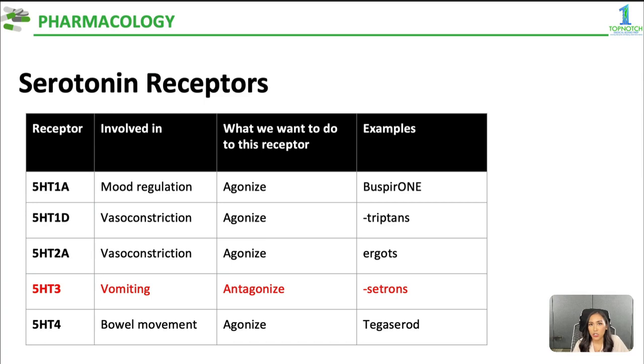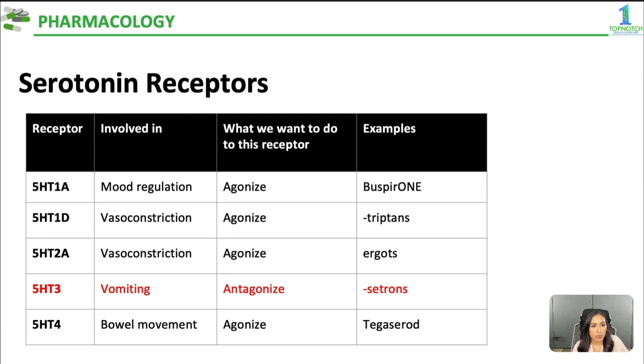For example, you have a patient bleeding out, like women delivering babies, right? The chances for bleeding are high. So we want to agonize vasoconstriction using ergots to prevent blood loss.